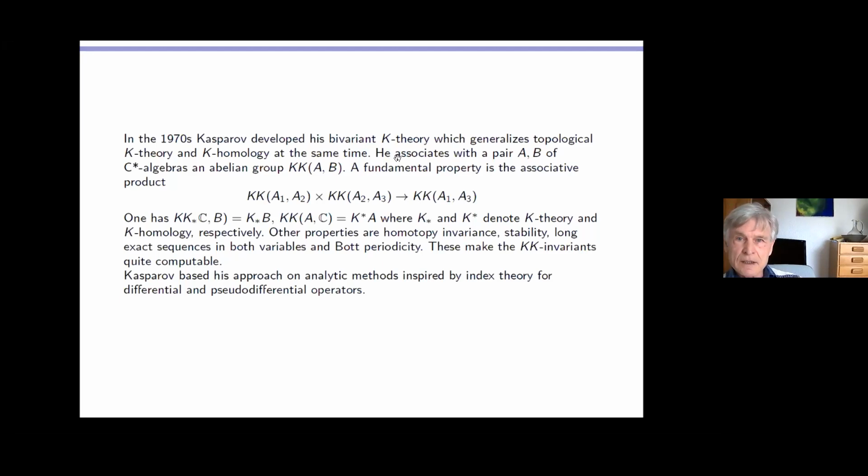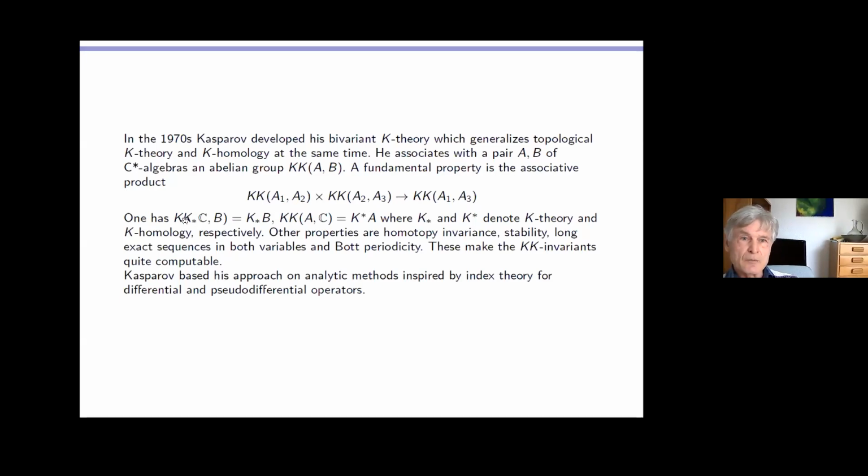And the KK theory associates with a pair of C-star algebras, let's say separable C-star algebras, an abelian group, denoted by KK(A,B). And the fundamental property of this association is that you have the product. If you have an element of KK(A1, A2) and another one in KK(A2, A3), you can take a product and get an element in KK(A1, A3). And this is associative. So the best way to view KK is as a category where the objects are C-star algebras, and KK(A,B) is the set of morphisms. So it's an additive category.